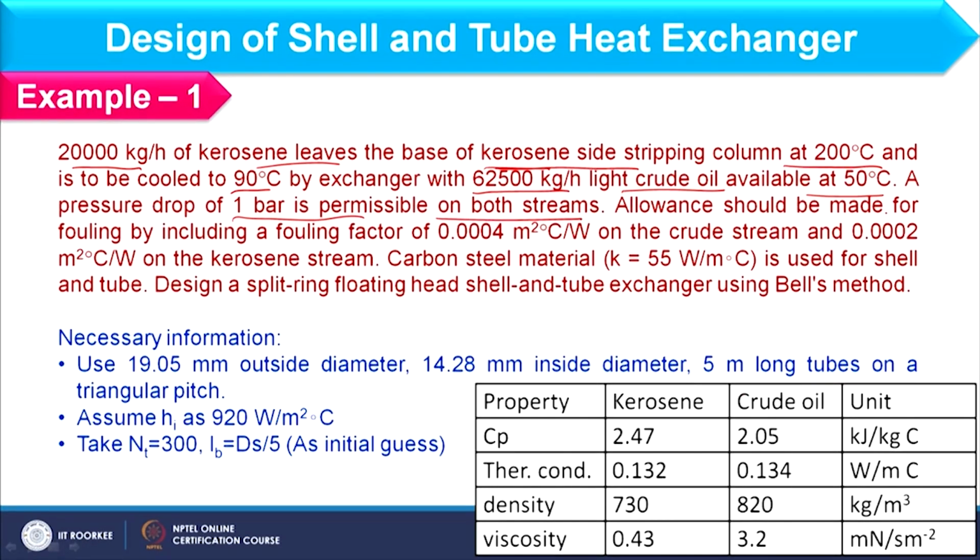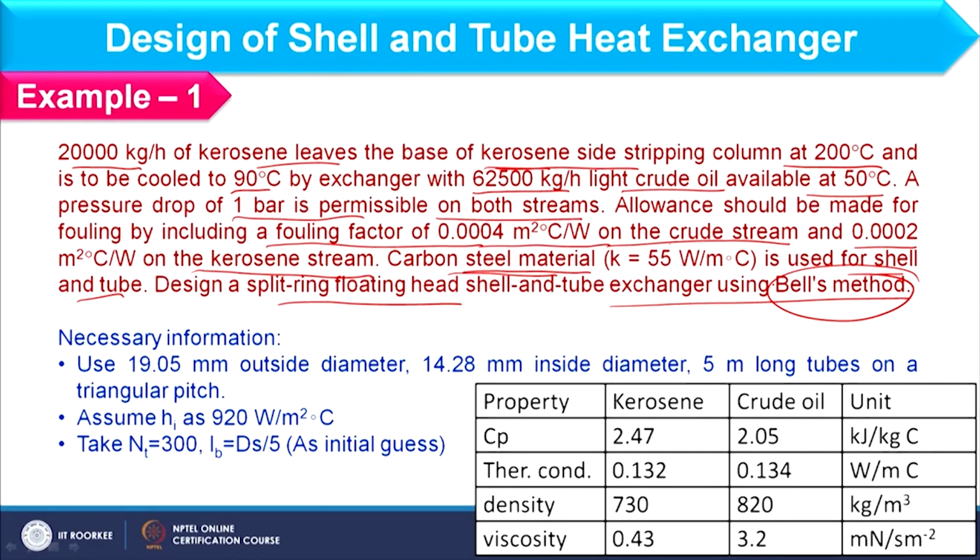Allowance should be made for fouling by including a fouling factor of 4 into 10 power minus 4 meter square degree Celsius per watt on the crude side, and 2 into 10 power minus 4 meter square degree Celsius per watt on the kerosene side. Okay. So carbon steel material is used for shell and tube, and here we have a split ring floating head shell and tube exchanger, and we have to design this exchanger using Bell's method.